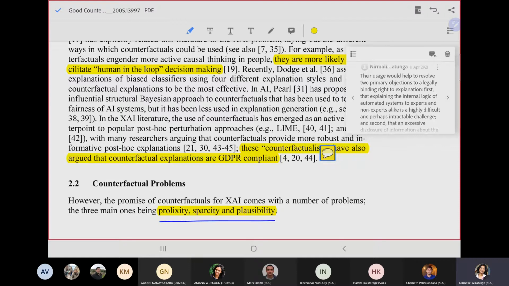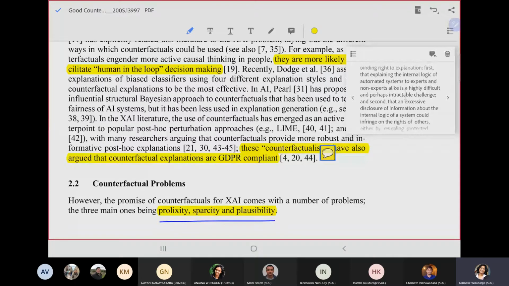So, counterfactuals, their usage would help to resolve two primary objectives to a legally binding right to explanation. So, the first point for this is that explaining the internal logic of automated systems to experts and non-experts alike is a highly difficult and perhaps intractable challenge.